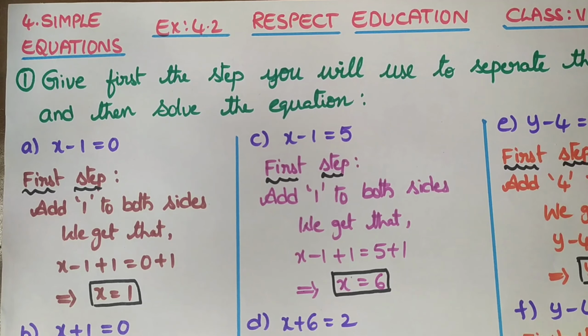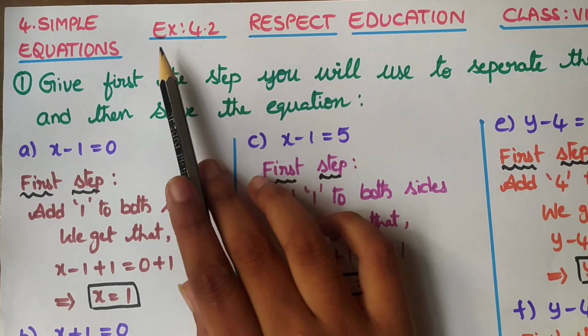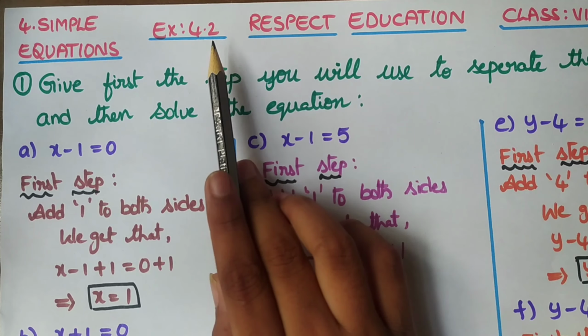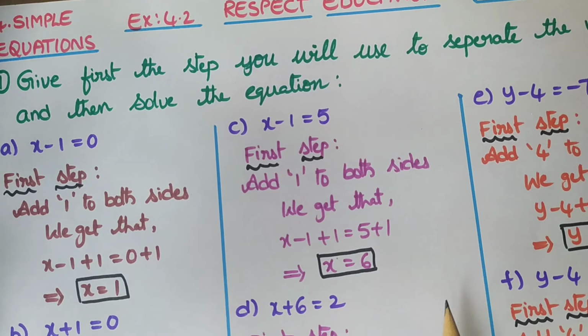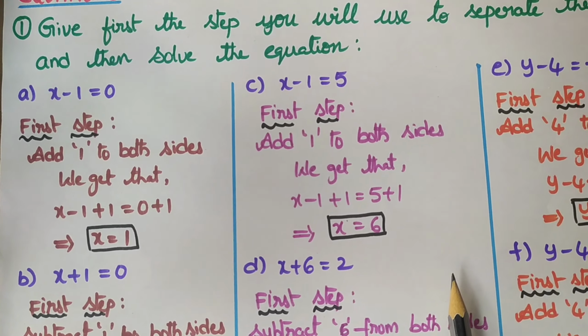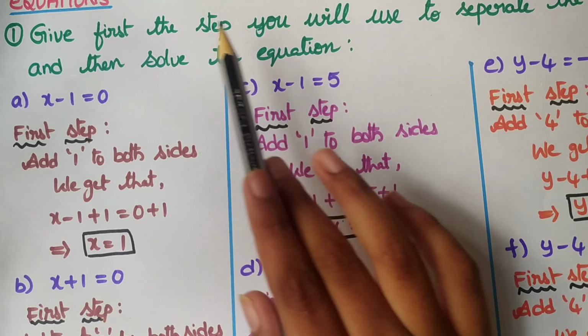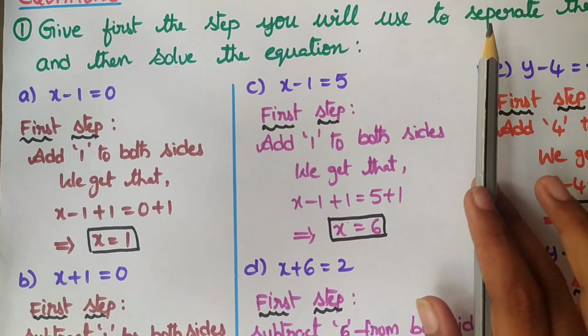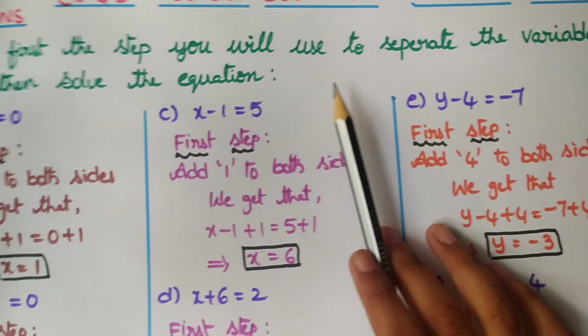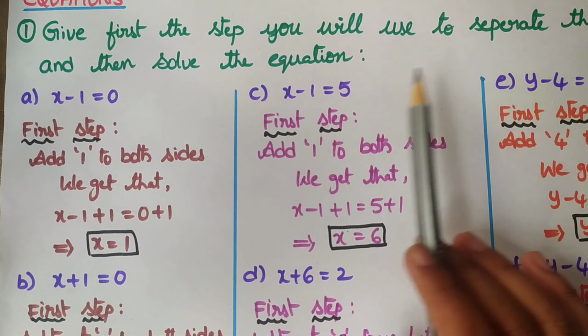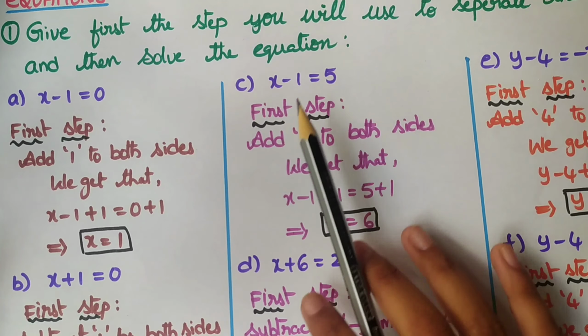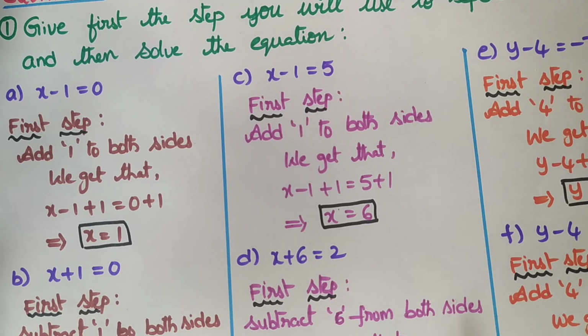Okay friends, now let us see exercise number 4.2. In this exercise, let us see question number 1. Give first the step you will use to separate the variable and then solve the equation. Now there are eight bits in this question, friends. Let us see the A bit.